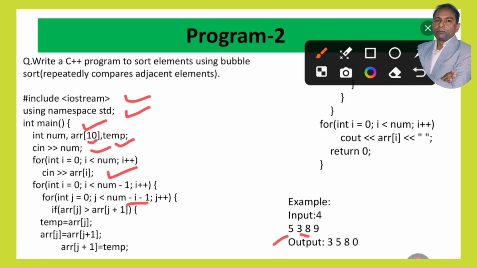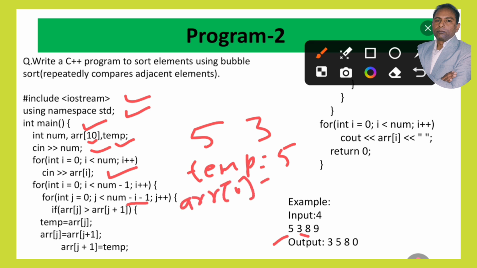For the exchange we have taken a third value, a temporary value. How can we exchange 5 and 3? We will put the 5 in the temporary value. Then we will put 3 in the initial array position, array[0]. Then we will put 5 in array[1]. So like this we can exchange the elements.